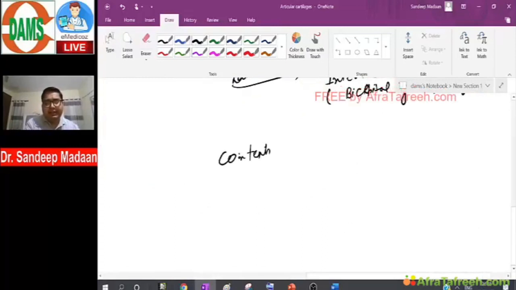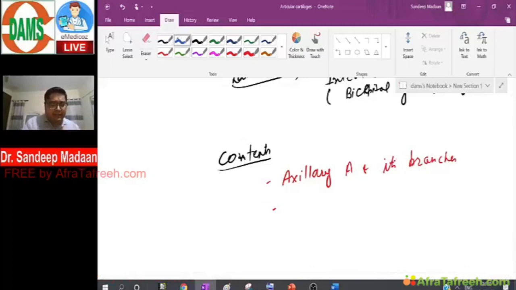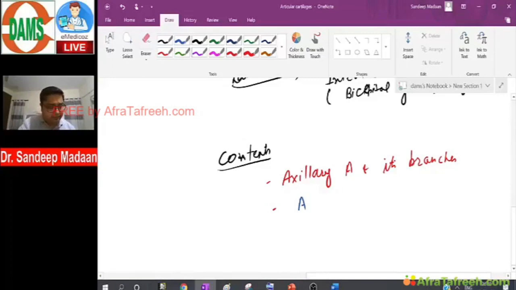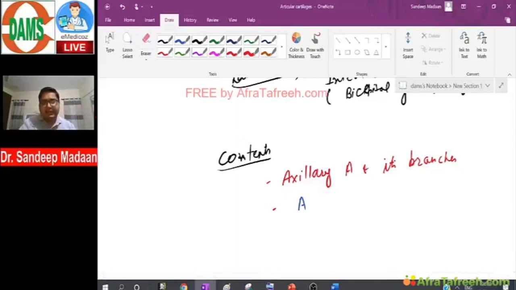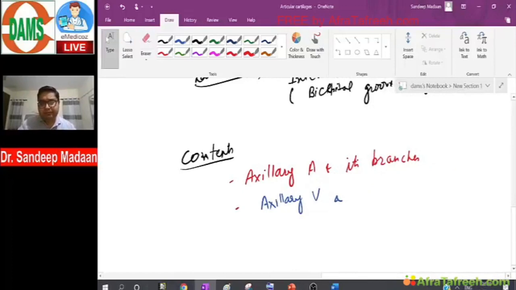Contents of the axilla are axillary artery and its branches, axillary vein and its tributaries.